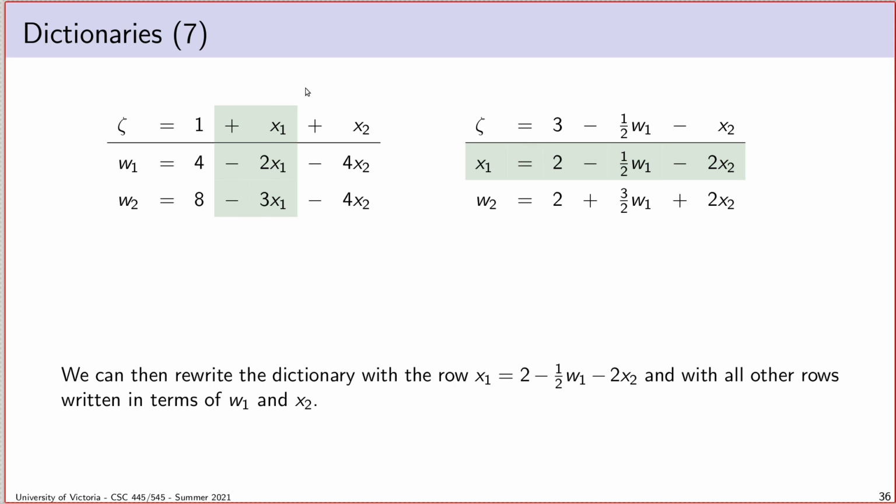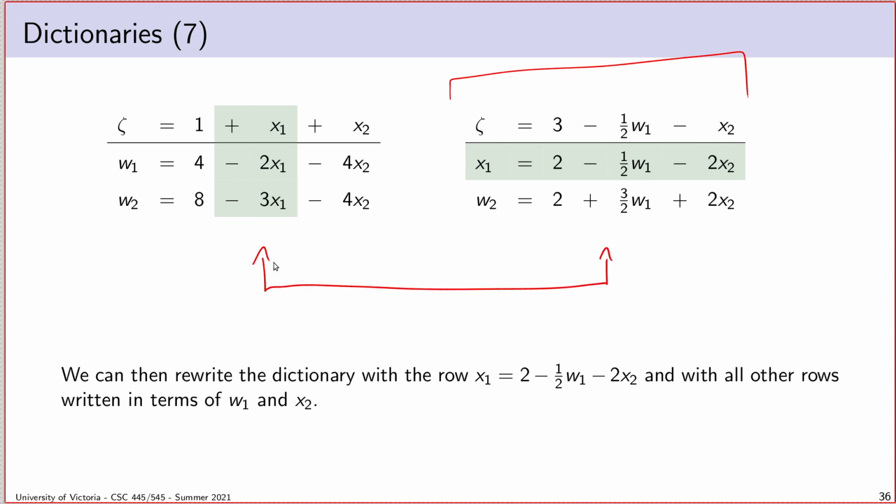In my new dictionary, if I may be so bold as to call this thing a dictionary as well, I have X1 and W2, two variables that only ever appear on the left-hand sides, and I've got W1 and X2, two variables that only appear on the right-hand sides. The next thing to observe is these two things are the same.